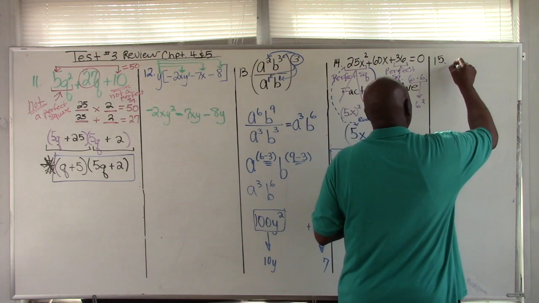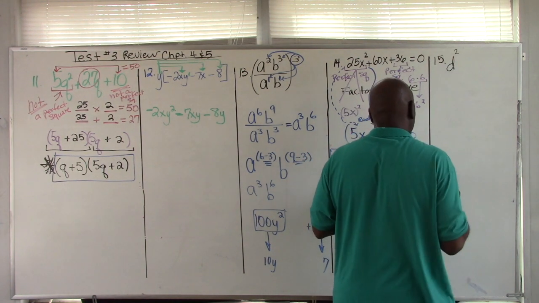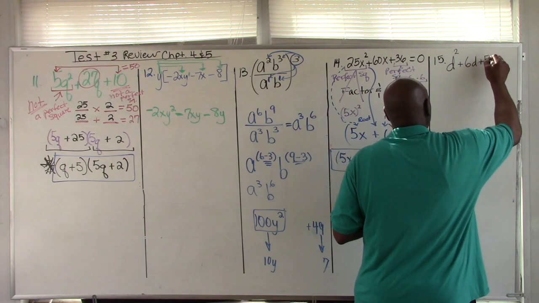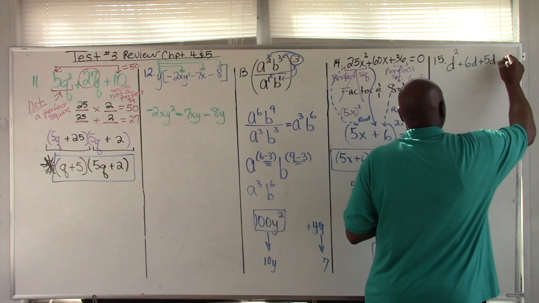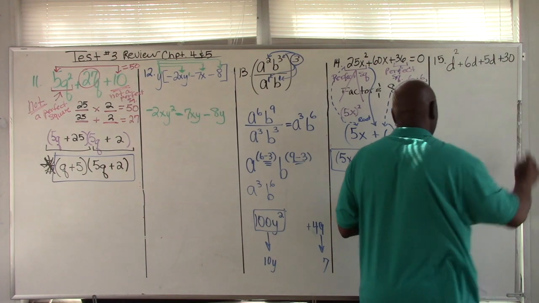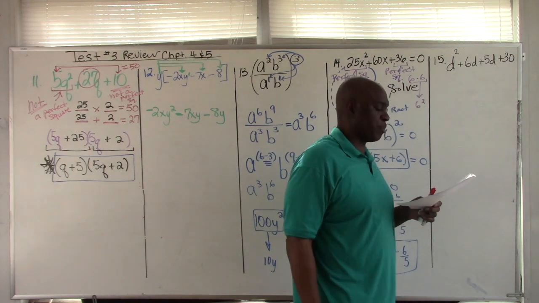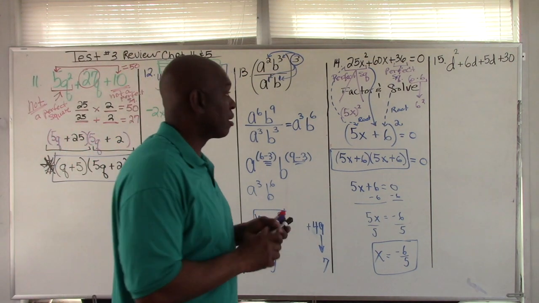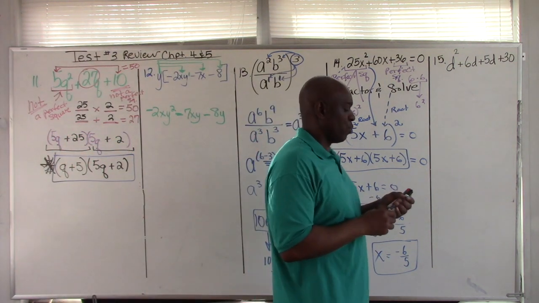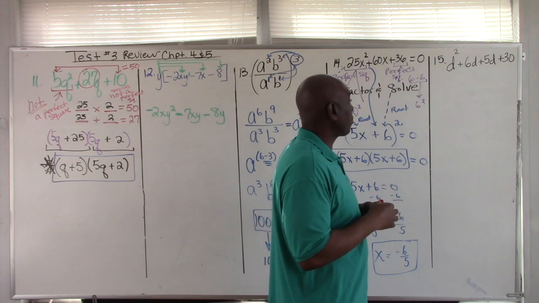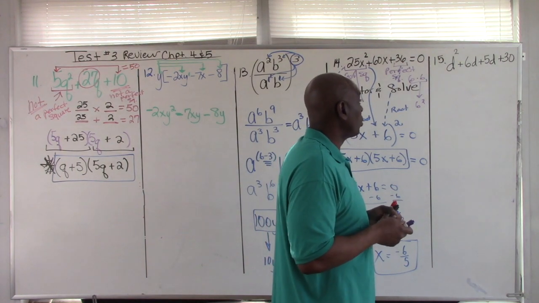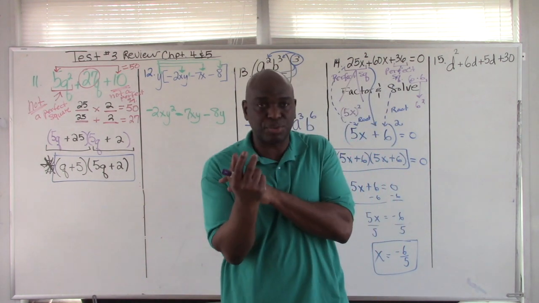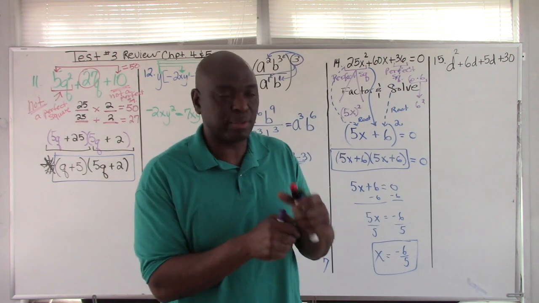We have d squared plus 6d plus 5d plus 30. What do they want you to do? Completely factor by grouping. They want you to use the grouping method to factor this. Okay? The grouping method. Well, this is not too bad to factor by grouping. Because what we want to do, we want to group terms that have common factors. Group the terms that have things in common, right?